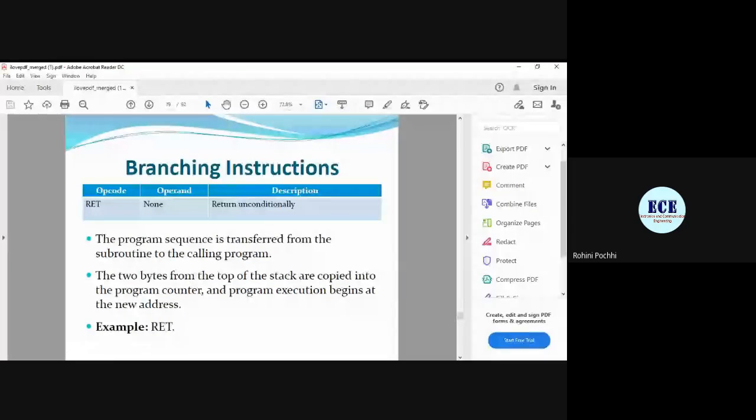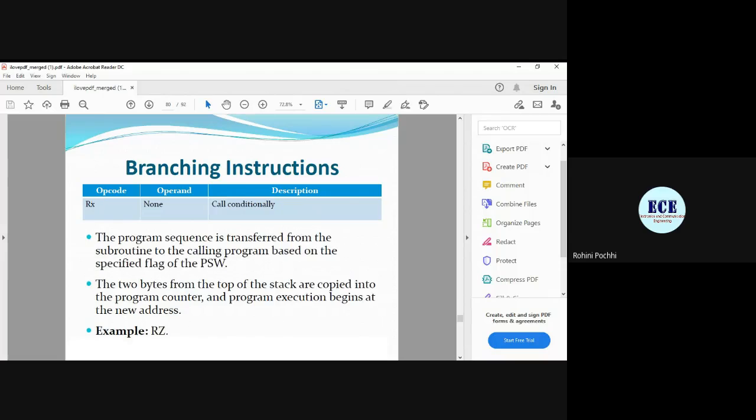Now, the RET opcode represents return unconditionally. The program sequence is transferred from the subroutine to the calling program. The 2 bytes from the top of the stack are copied into the program counter and the program execution begins at the new address.